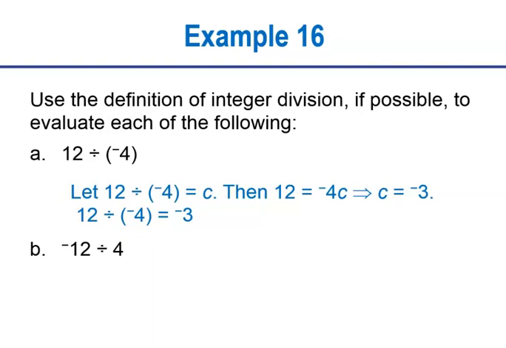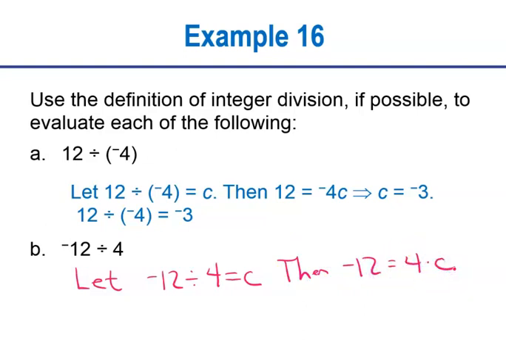All right, now you can look above and say, okay, let's do it exactly like them. Let negative 12 divided by 4 equal c. Then we can say negative 12 is equal to 4 times c.